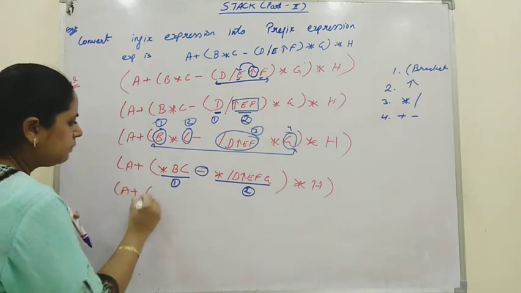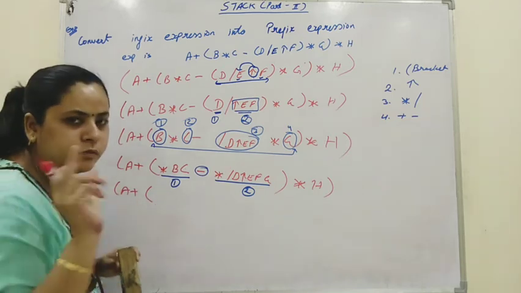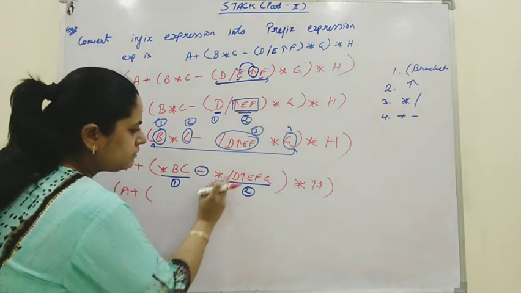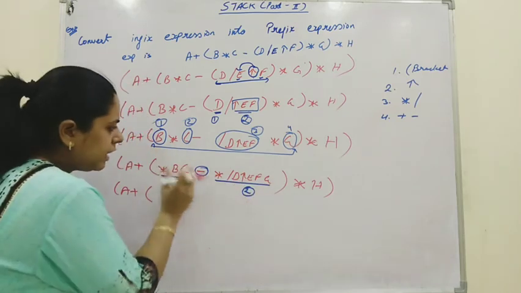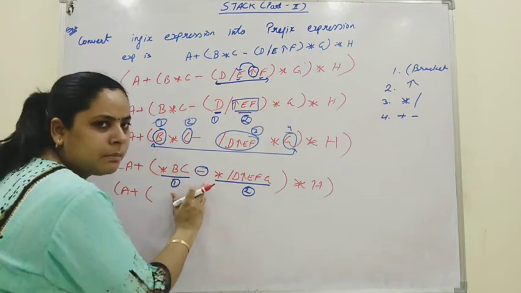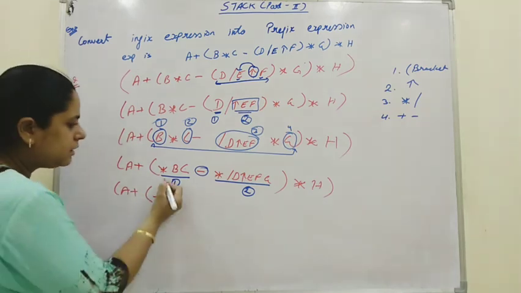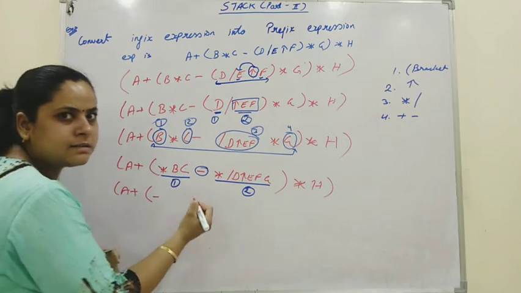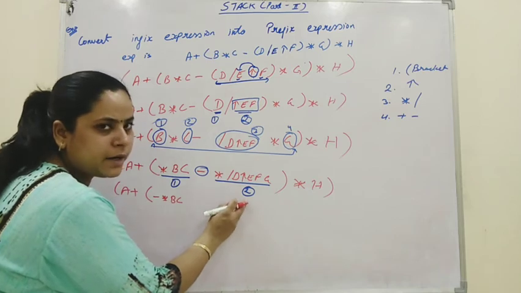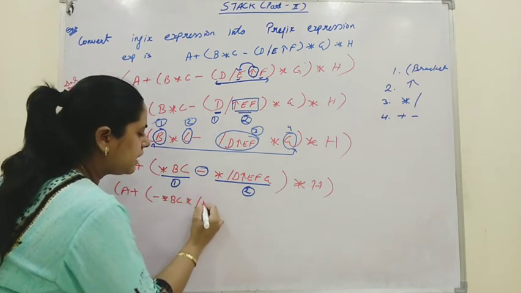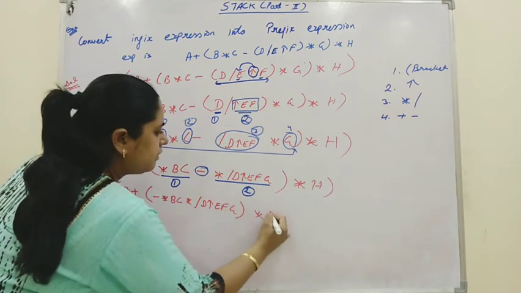So, A plus asterisk BC, but asterisk BC is what? First operand, and asterisk slash G exponent EFG is second operand. And one operator which is between these two operands is what? Minus. So we will place it before, because it is prefix expression. Minus will come here. Then we will write first operand as it is: asterisk BC. Then we will write second operand as it is: asterisk slash D exponent EFG, asterisk H.